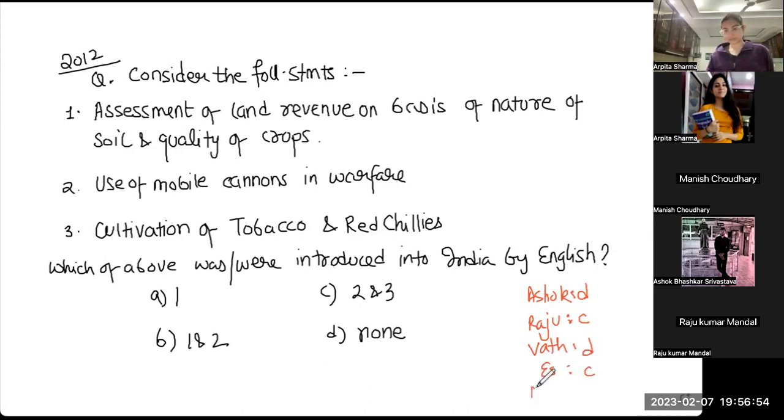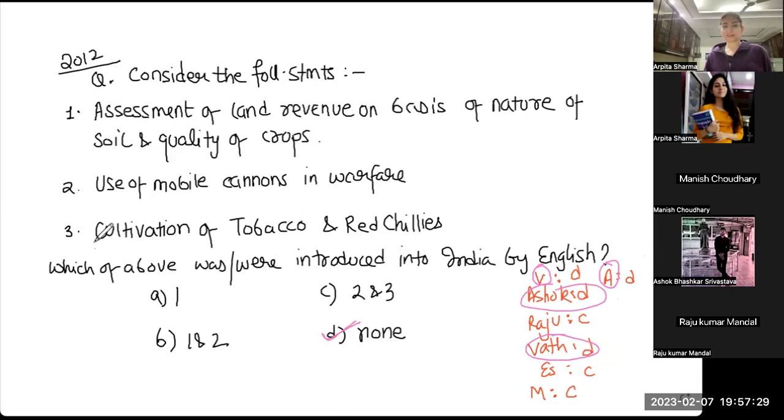Manish is saying C. Vikas is saying D. Two students have not answered the question. Amritansh is saying D. All right. Correct answer. Vikas answered the question correctly. Amritansh answered it correctly. Vatsalya answered it correctly. Ashok answered it correctly. Correct answer is D.